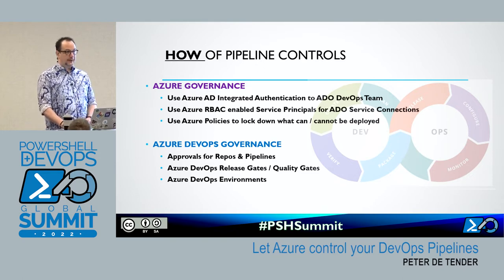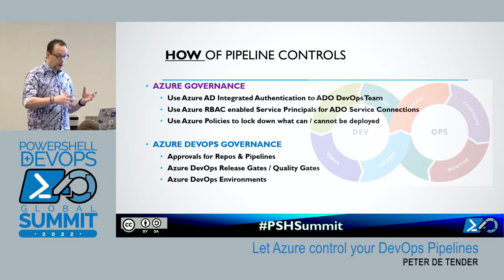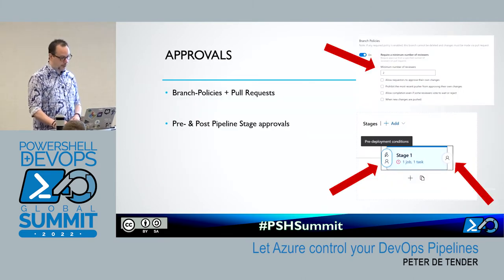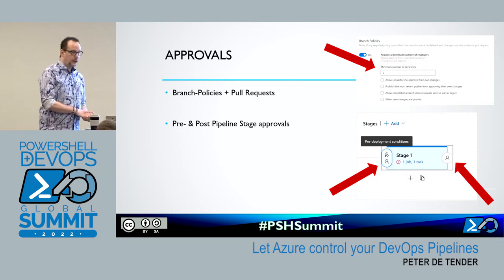Next we have DevOps release gates, or quality gates, which is what the industry calls it, but the terminology within Azure DevOps is release gates. And then last, the DevOps environments. I'll talk about it and mainly show you how it works. So approvals in a couple of different ways. First of all, branch policies.